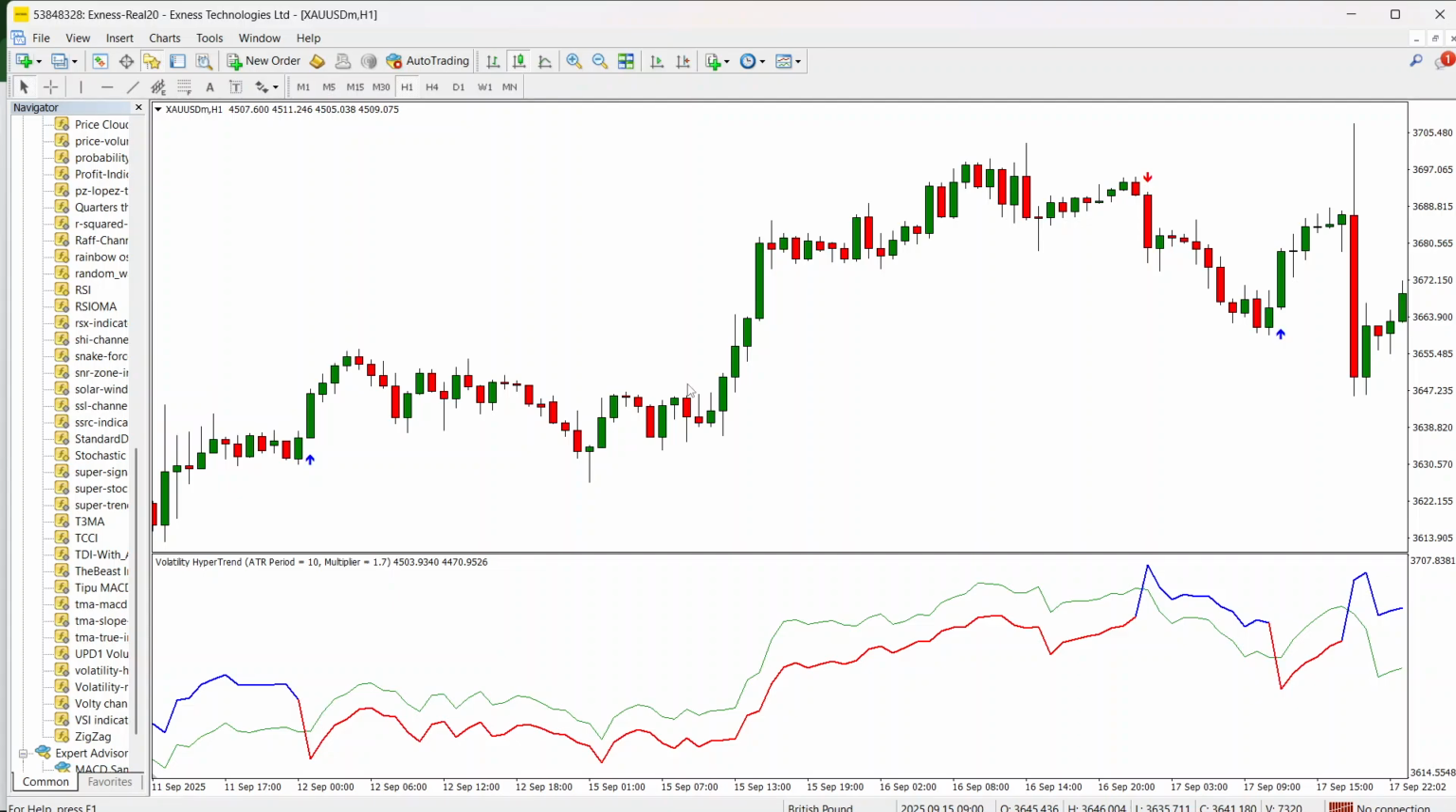This overview from the Forex Geek shows how combining ATR-based volatility measurements with trend direction arrows can provide early entries with reduced lag compared to traditional indicators.